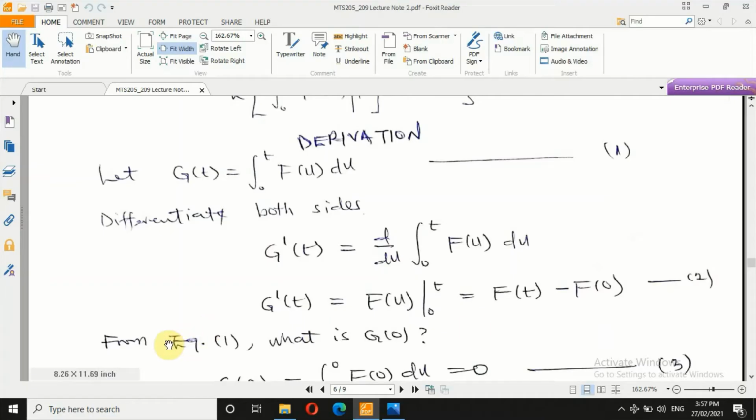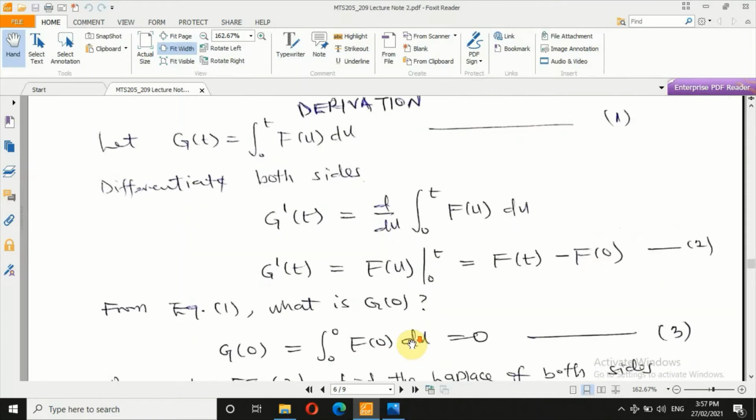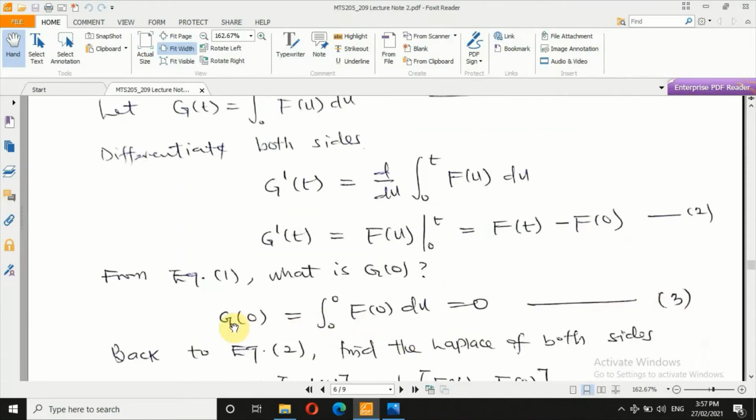Now from equation 1, we need g of 0. What do I mean from this equation 1? We need g of 0, that is, put 0 here. By the time you put 0 here, the upper limit is 0 too. So the integral is now from 0 to 0. And remember, the integral from 0 to 0 is what? It is 0. That is why we have equation 3, that g of 0 is the integral from 0 to 0 of f of u du, which is 0. Now let's go back to equation 2.